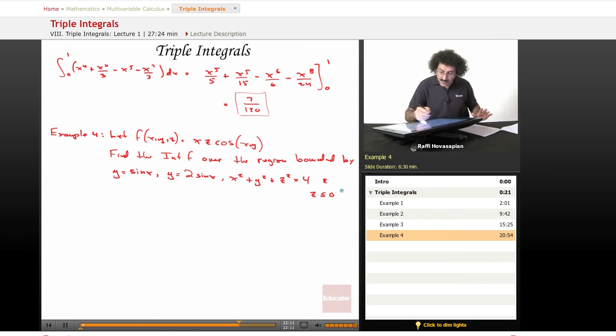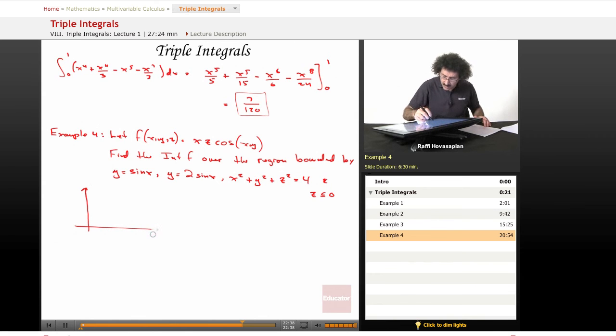Okay, so these are our boundaries. y equals sine x, y equals 2 sine x, x squared plus y squared plus z squared equals 4, and z is less than or equal to 0. So we're going to have everything below the xy plane, because z is going to be negative. So let's go ahead and deal with the xy plane first. Let's just see what this looks like.